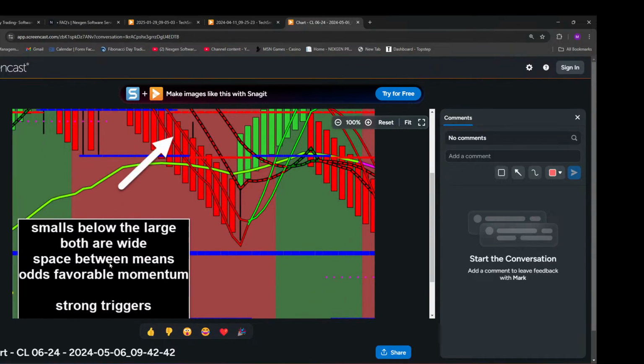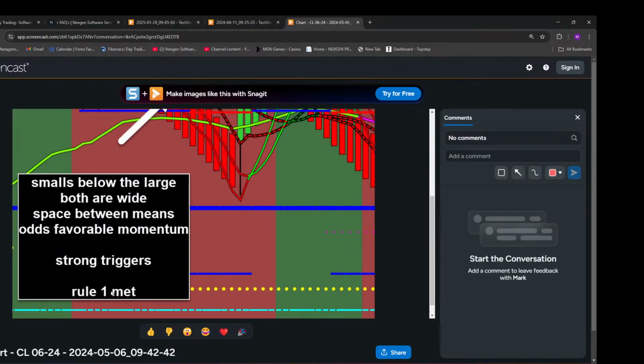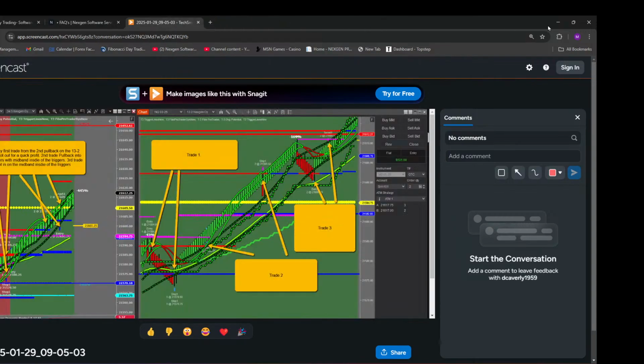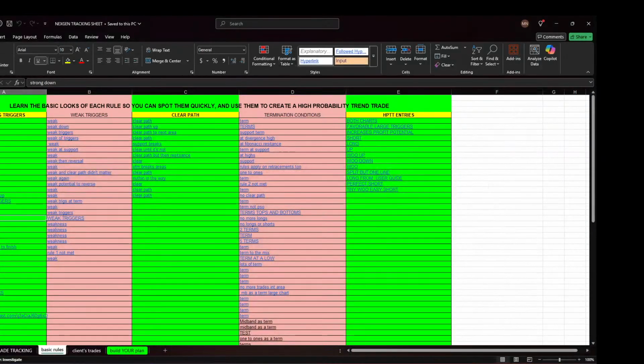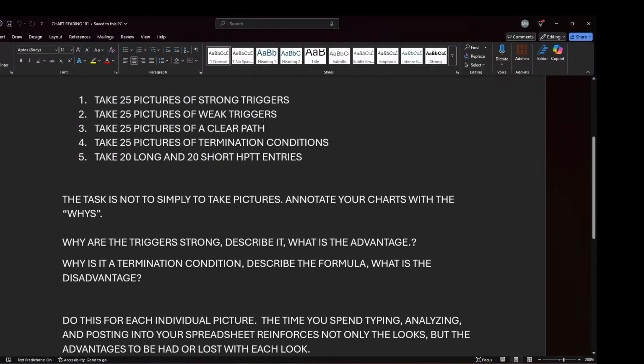and it creates a correlation between what I'm looking for in the words, how I identify it, how I describe it, what it means to me, whether or not my rule is met. And if you go through the process of doing that, 25 each strong triggers, 25 each weak triggers, and you take the time to annotate the whys, you're never going to accidentally trade with weakness. You're going to make the choice to break that rule and trade with weakness. And you're never going to, oops, I turned it into a termination condition.